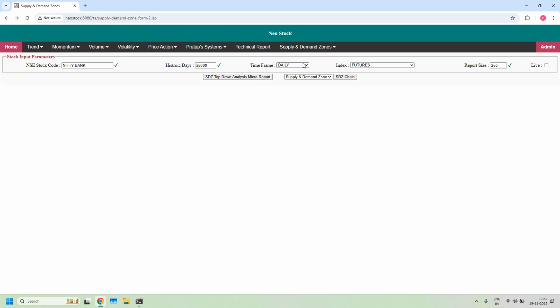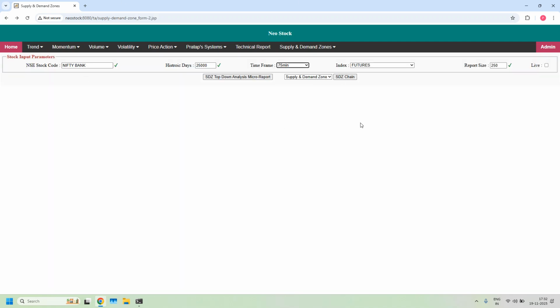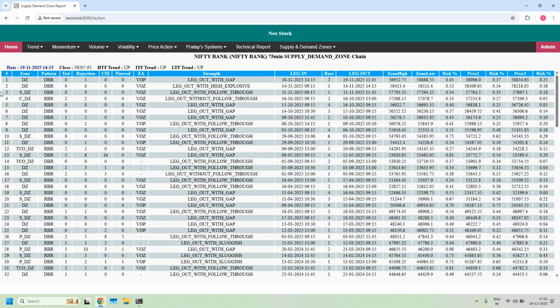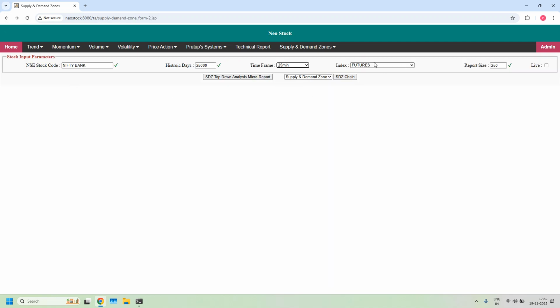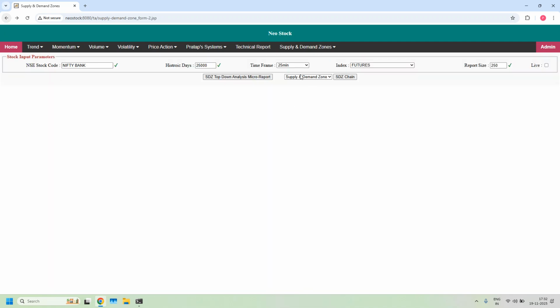Next, generating 125 minutes supply demand zone chain for Bank Nifty. Next, generating 75 minutes supply demand zone chain for Bank Nifty. Next, generating 25 minutes supply demand zone chain for Bank Nifty. Next, generating 15 minutes supply demand zone chain for Bank Nifty.